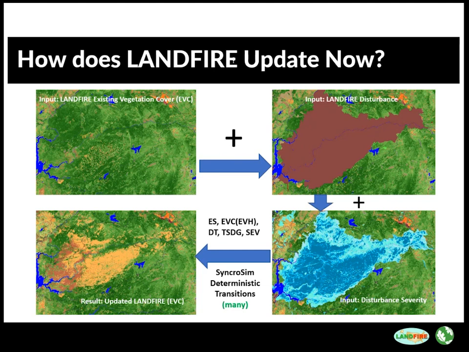The DT, which is the disturbance type, was it a fire? Was it insects? Was it hurricane? What was it? Time since disturbance, was it 6 years ago, 2 years ago, 1 year ago, whatever? And then the severity, and we have literally millions of rules. Let's call them millions of deterministic transitions that we use to update the data continent-wide, Hawaii, Alaska, insular areas. Okay. Then you get an updated, in this case, existing vegetation cover.